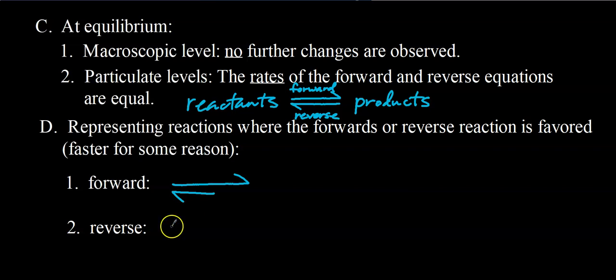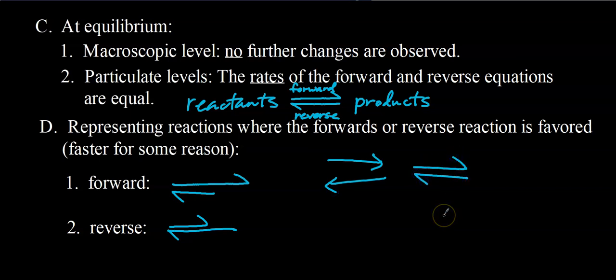What if the reverse reaction is faster? How do we show that? Maybe something like that. So notice I use one-headed arrows. I don't use double-headed arrows like that.